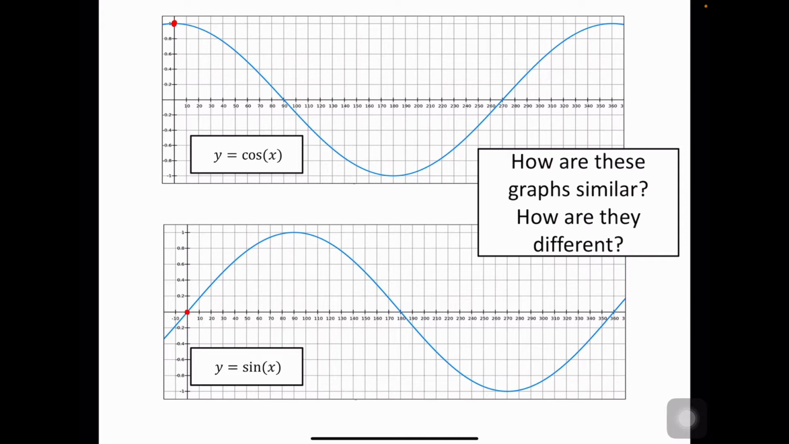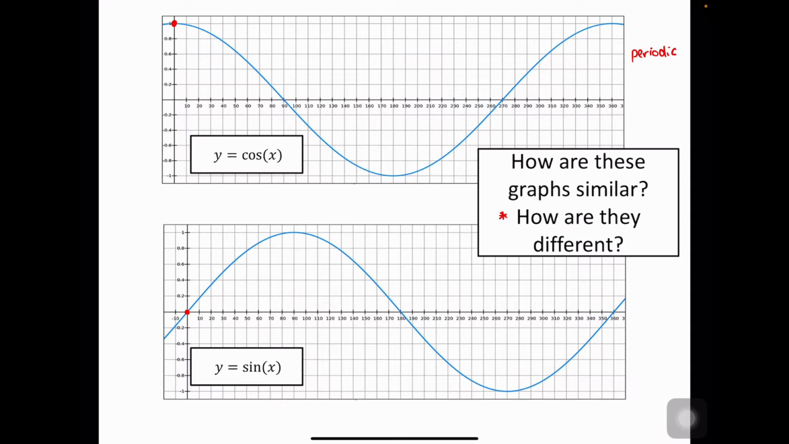So we've already talked about one thing which is different. Their starting points are different. Cosine starts at 1. Always remember that. How are these graphs similar? Well, their shape looks quite similar, and they're both periodic functions. Now you might be thinking, what is a periodic function? A periodic function is one whereby the graph repeats constantly.